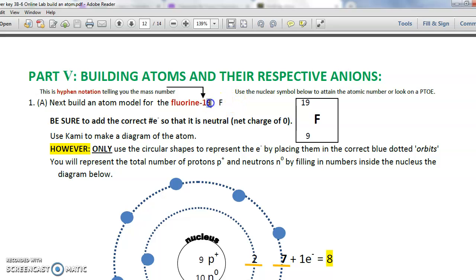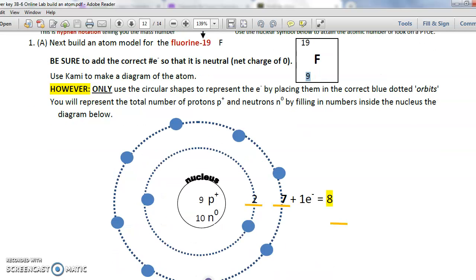The first one they're going to want us to draw is fluorine, and they've given us the mass number of 19. Fluorine, mass number 19, that's 19 nucleons, or 19 particles in the nucleus. Here they've given us the nuclear symbol format. So there's 19 particles in the nucleus. Of those 19, 9 are protons. Well, the only other particle in the nucleus is the neutron, the neutral one. So 19 minus 9 means there must be 10 neutrons. So we put 9 protons in the nucleus, and we put 10 neutrons in the nucleus.